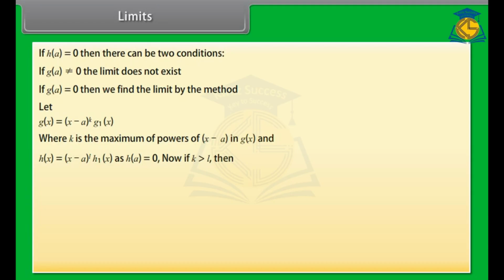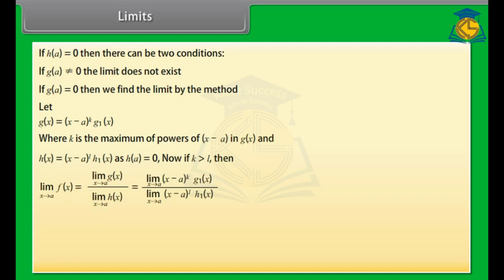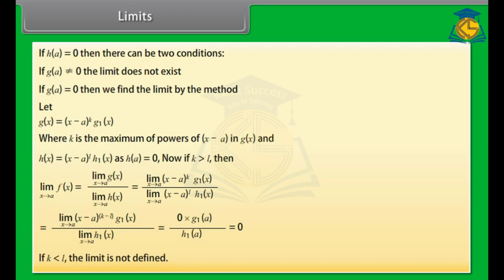Now if k is greater than l, then limit x tends to a of f(x) is equal to limit x tends to a of g(x) by limit x tends to a of h(x), which is equal to limit x tends to a of (x minus a) raised to the power k multiplied by g1(x) by limit x tends to a of (x minus a) raised to the power l multiplied by h1(x), which is equal to limit x tends to a of (x minus a) raised to the power k minus l multiplied by g1(x) by limit x tends to a of h1(x), which is equal to 0 into g1(a) by h1(a), which is equal to 0. If k is less than l, the limit is not defined.